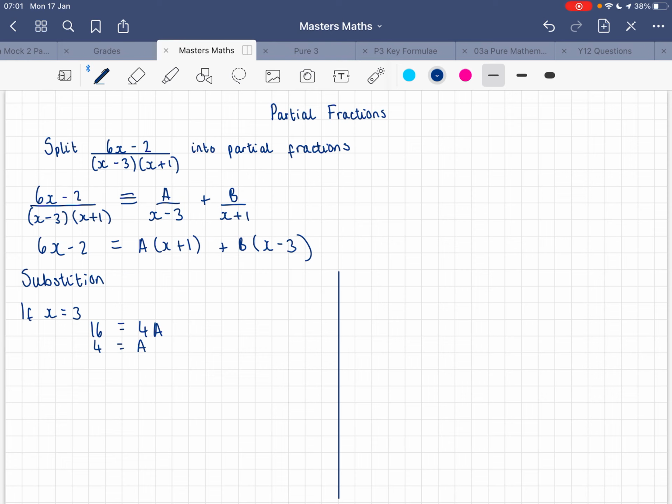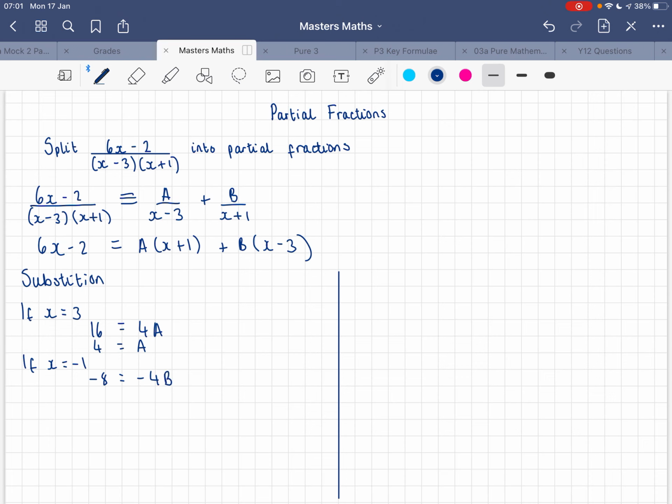Yeah, that's it. We've worked out what a is. We can do similar to work out what b is by putting in -1 for x. That would cancel out the a bracket. I would have 6 times -1 is -6, minus 2 is -8, is equal to -1 minus, again, the a part would cancel out because that would now be 0. And then -1 minus 3 is -4, so minus 4b.